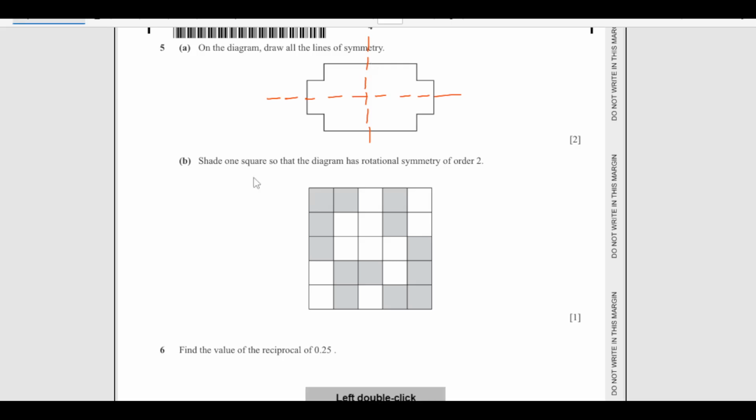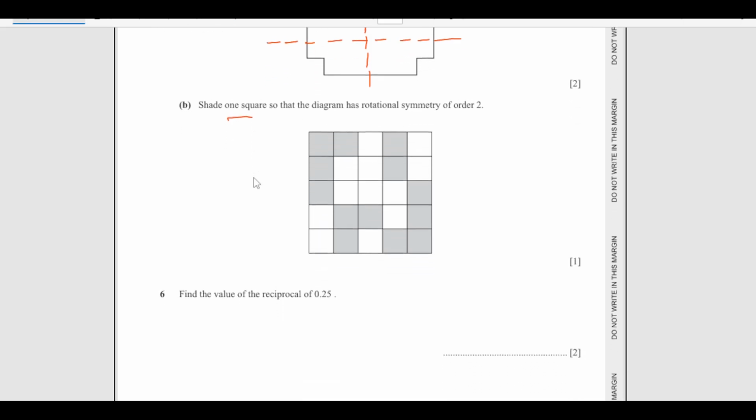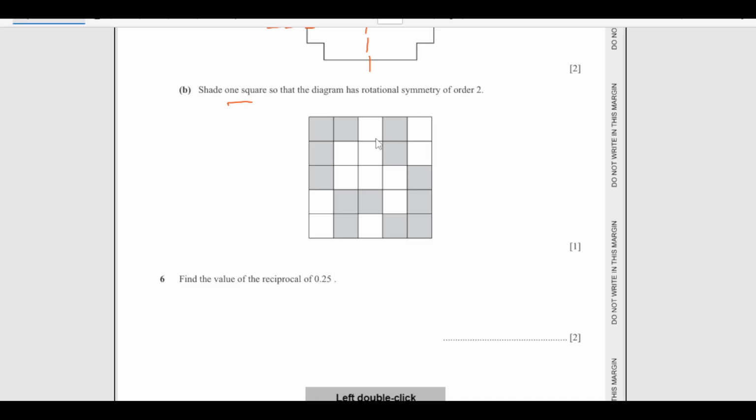Now shade one square so that the diagram has rotational symmetry of order 2. See, we have this shaded part here and this shaded part here, so that means we should have this one here. So the shaded part is going to be this one here.